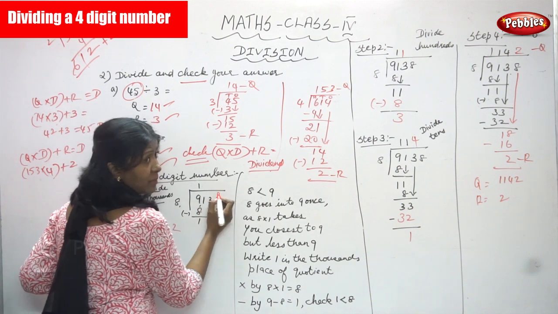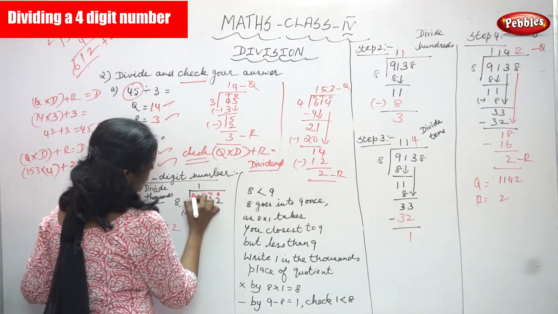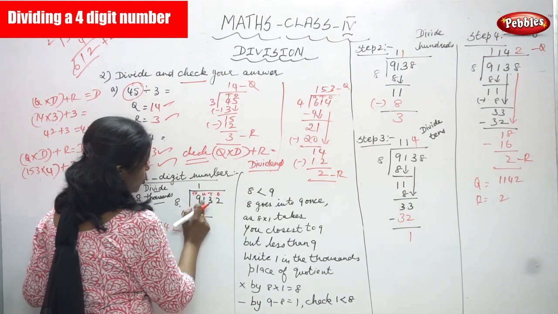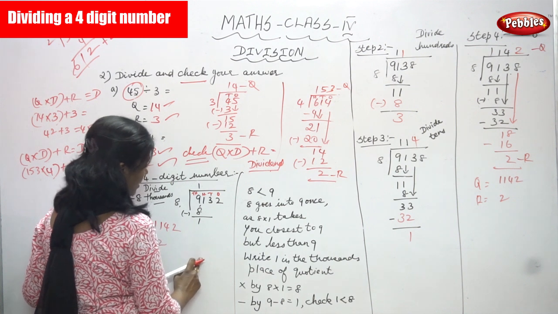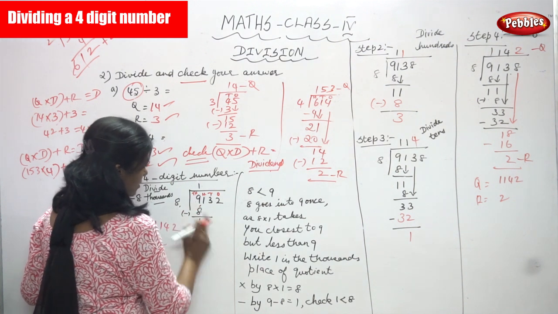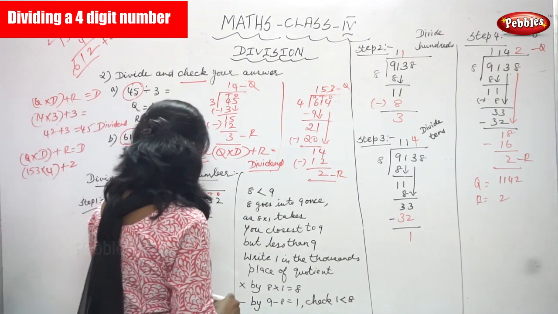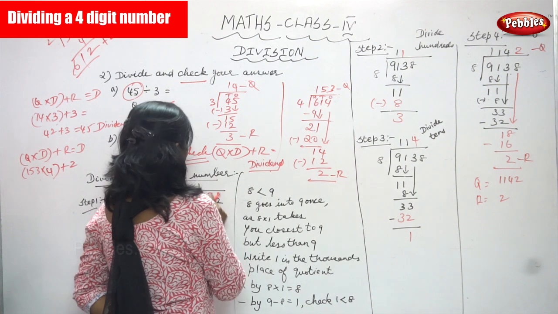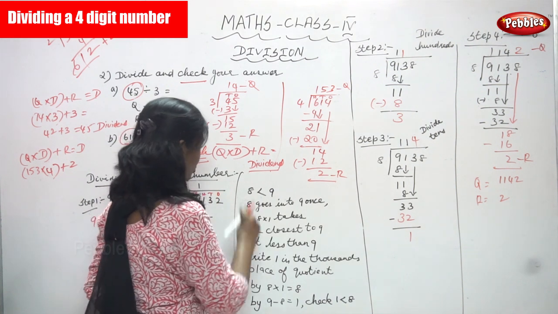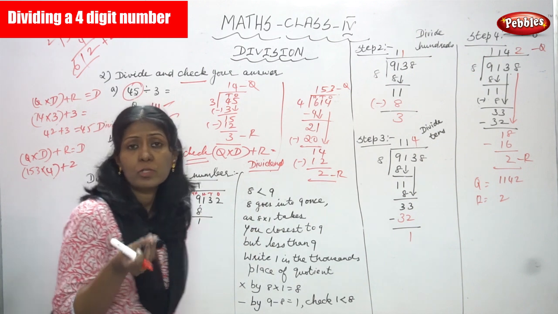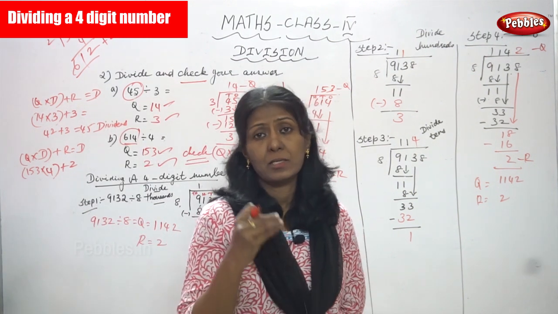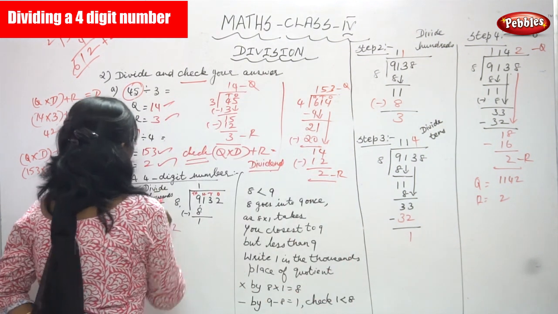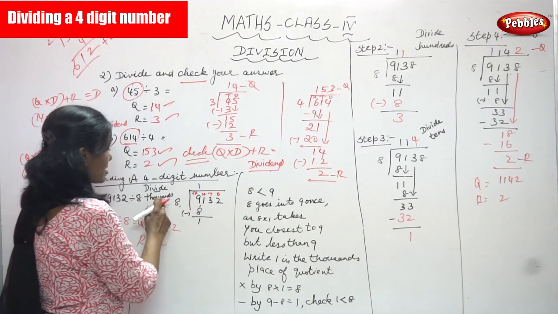It is ones and tens and hundreds and thousands. So we start with thousands. So 9 and 8. So you have to compare. First you have to compare 9 and 8, whether 9 is greater than 8 or not. First we decide which number we're going to take. Start with thousands, divide thousands.